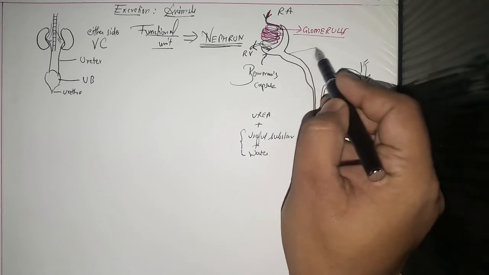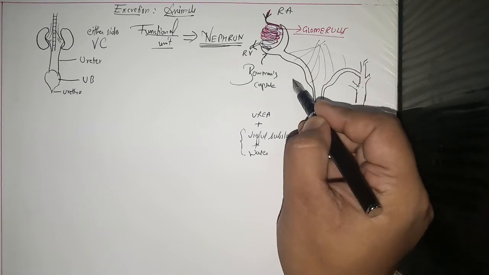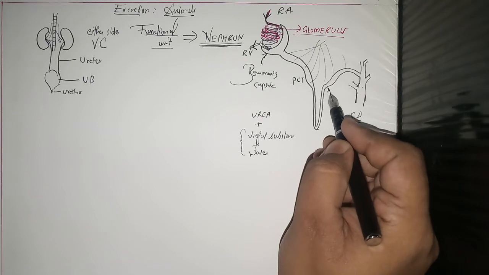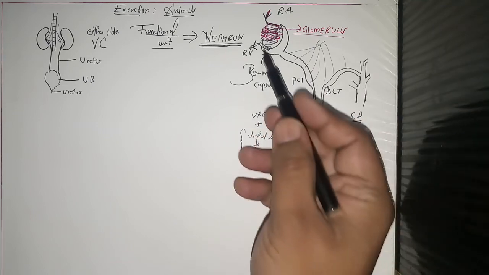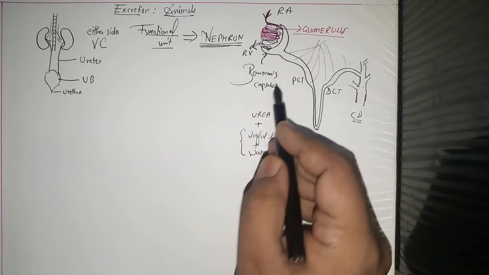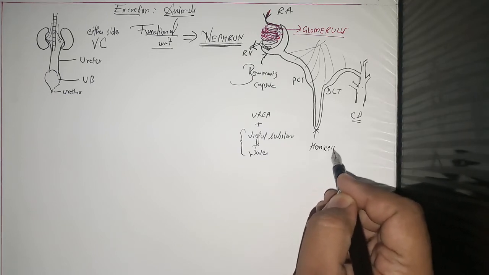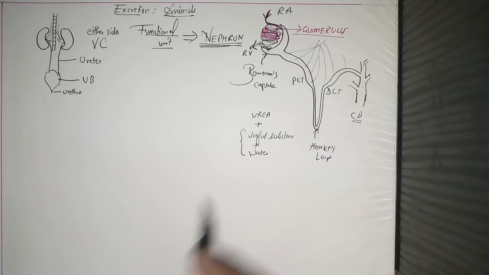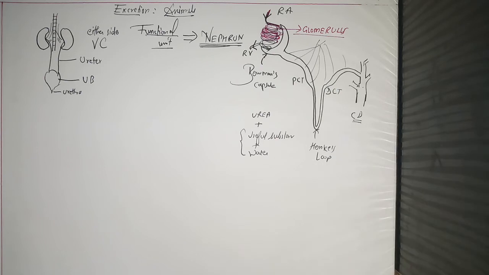There are many capillaries which are connected to these tubules. This is called the proximal convoluted tubule, and this is the distal convoluted tubule. Proximal means nazdik ka, near, and distal means away. This is Henle's loop, which is for the salt and water balance. More of this will be taught to you in biology class in higher standards. This is just the basic.